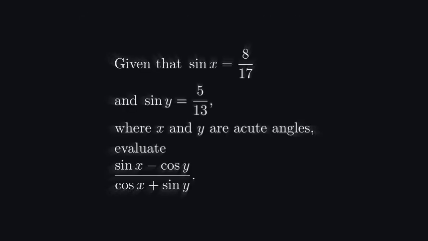The question says, given that sine of x equals 8 over 17 and sine of y equals 5 over 13, where x and y are acute angles, evaluate sine of x cosine of y over cosine of x plus sine of y.